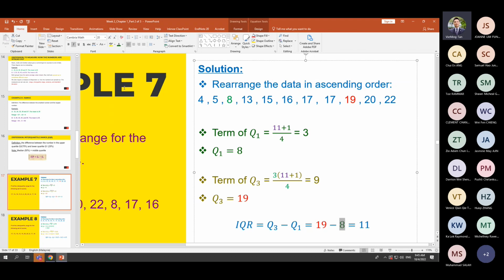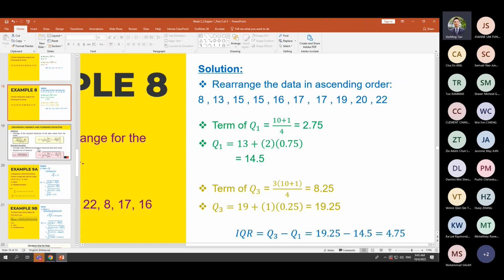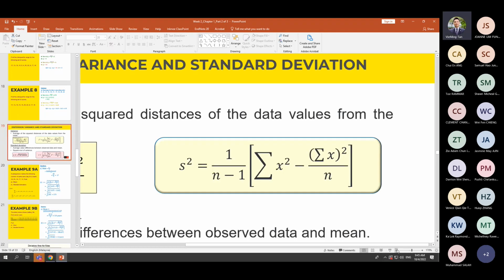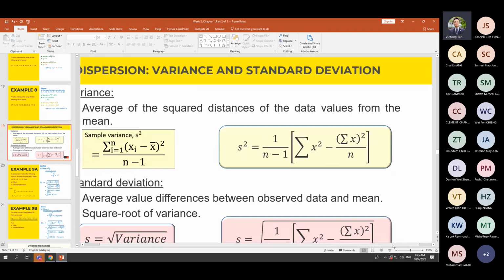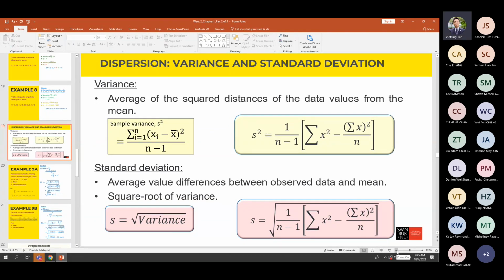Okay, what is the next measurement for the dispersion measurement? Variance and standard deviation. If you want to measure the dispersion of the data distribution, you can also use variance and standard deviation. The higher the variance or standard deviation, the higher the dispersion of the data. Dispersion means difference, a lot of changes of the data in terms of value.